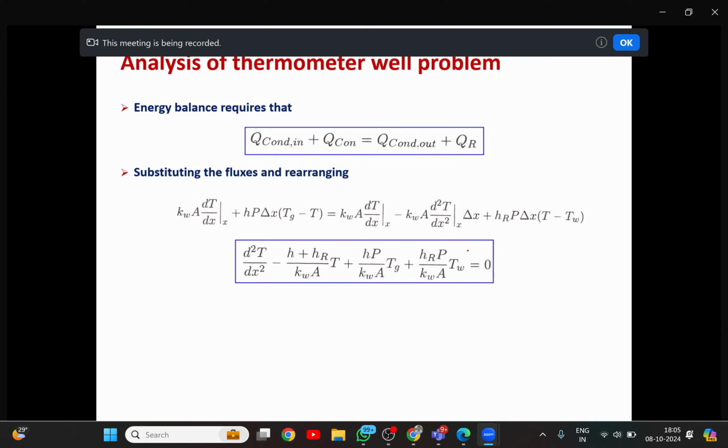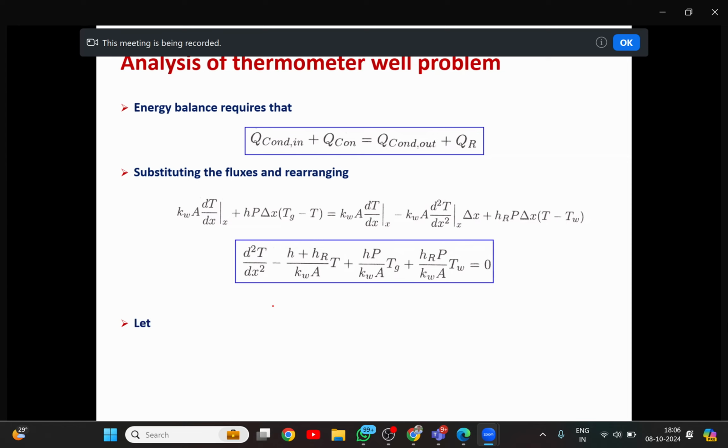It is a second order equation: d squared T over dx squared plus this term into T plus a constant times Tg plus a constant times T wall is 0. Now, if you want to solve this equation, one way to do it is by non-dimensionalizing it. That is typically done in heat transfer when you are talking about extended surfaces like fins. You do a heat balance and then you non-dimensionalize the equation. So we are going to also non-dimensionalize.